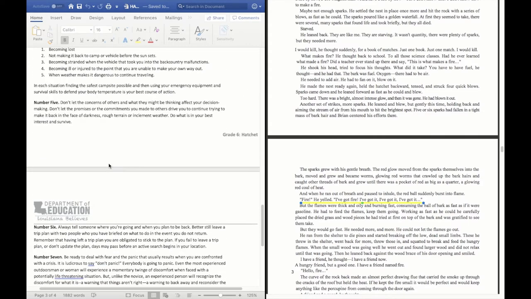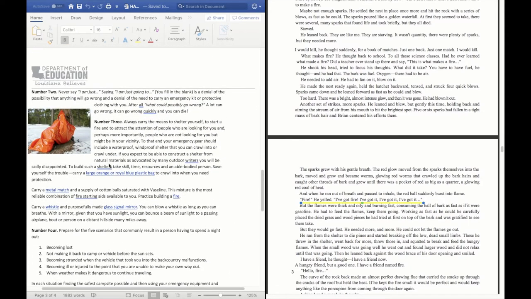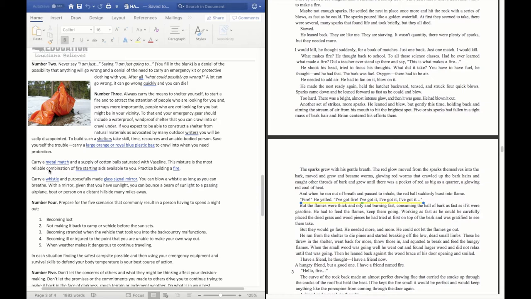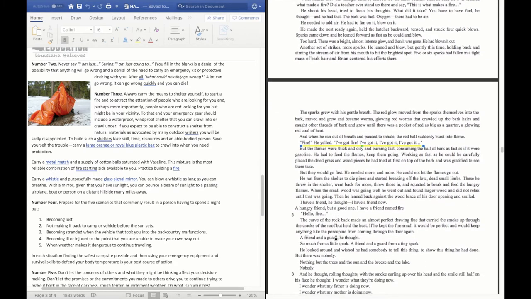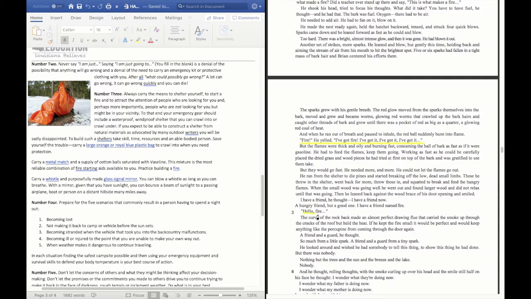I see that he uses point number 3 when always carry a means for shelter. This one where it says fire starting aids, you need that. So he's able to start a fire. So he does put 3 into practice because he had his hatchet and he was actually able to use that hatchet to start the fire. So I'm going to say that he used number 3 in this situation.